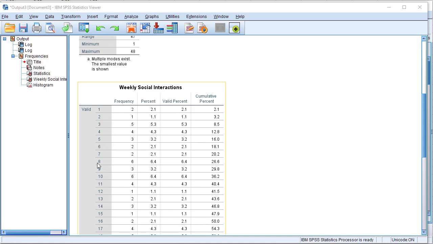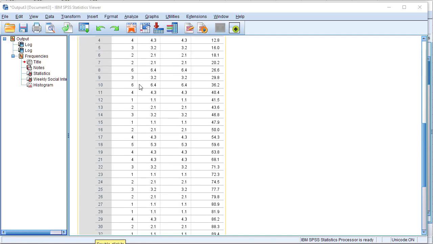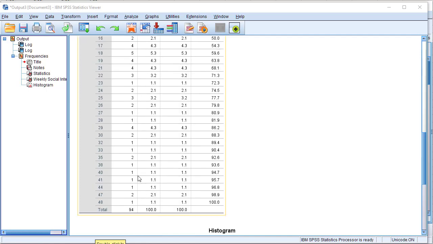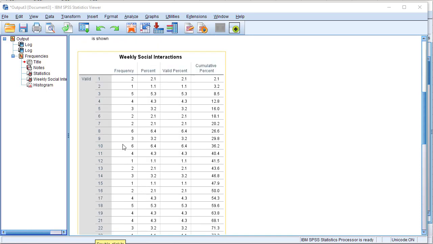So let's find 8. The number of people that had 8 social interactions was 6. So we need to find any other number of social interactions that also has 6. I see 10. So 6 people had 10 social interactions. And if I scan down through here, I don't think that I see any more. So there are 2 modes, 8 and 10. If you had 8 social interactions per week, or 10 social interactions per week, you are in the mode. That means that you have the highest frequency.